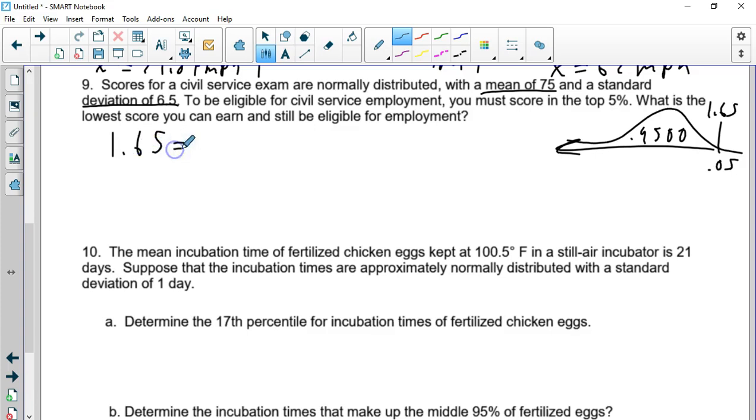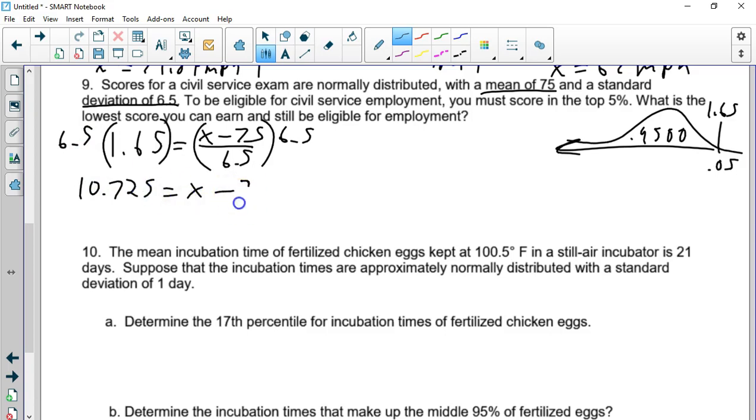There's my z-score, and again, you could use 1.66. My actual value minus my mean divided by my standard deviation. Well, I need to multiply both sides by 6.5. When I do that, I get 10.725 equals x minus 75. And when I add 75 to both sides, I get 85.725. So you must score at least 85.725 to be eligible.